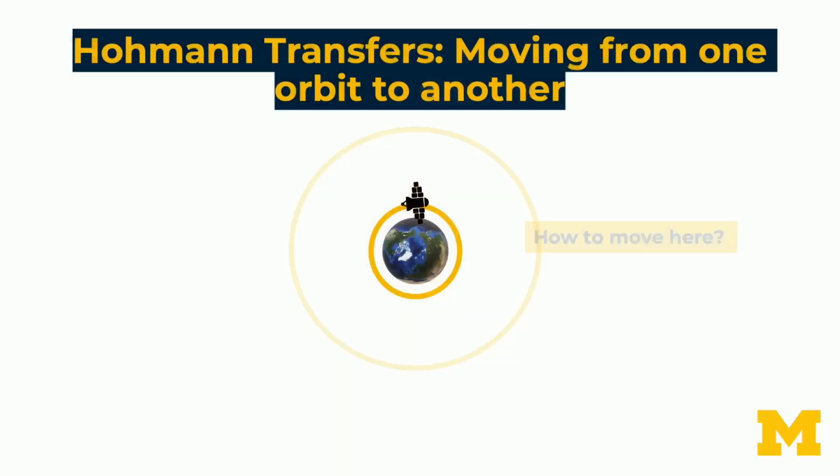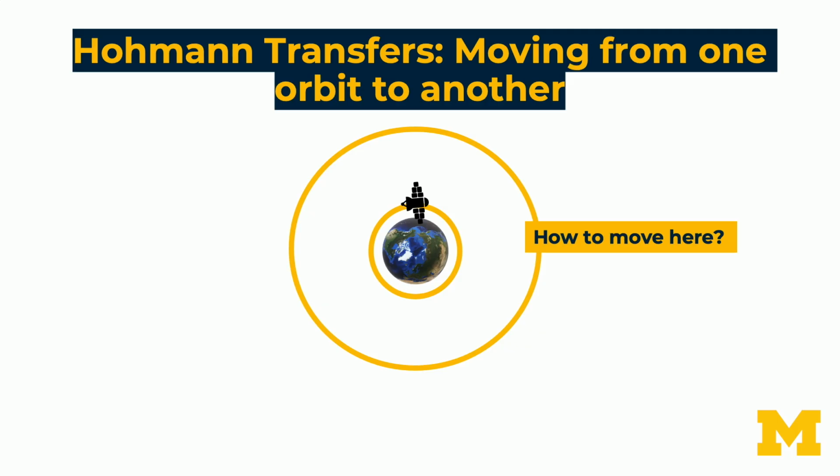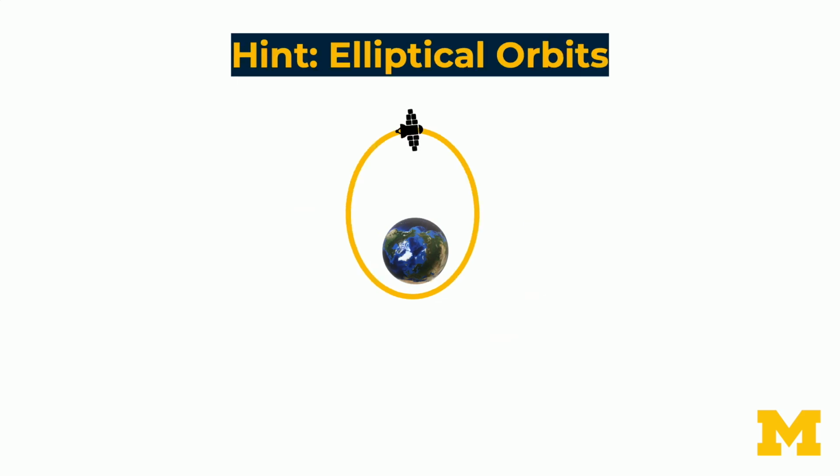Let's talk about how satellites actually go from one orbit to another orbit. Let's say that you have a satellite that's sitting at low Earth orbit, but you want to go up to geosynchronous orbit. You need some way of actually doing that. And there is a thing called a Hohmann transfer, which allows you to move from one orbit to another in an easy way. Hohmann transfers use what's called an elliptical orbit, which we've talked about, where one part of the orbit is close to the Earth and one part of the orbit is far away from the Earth.